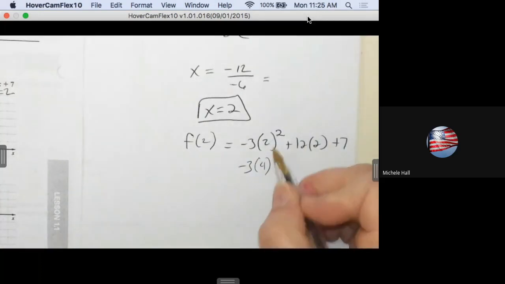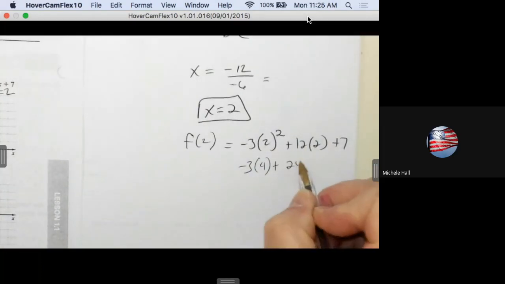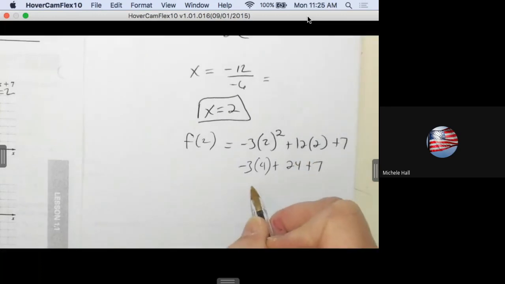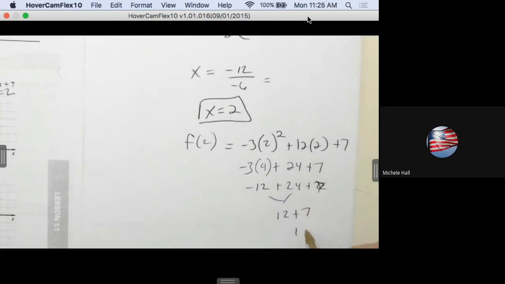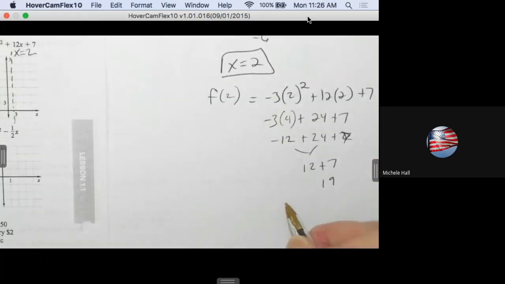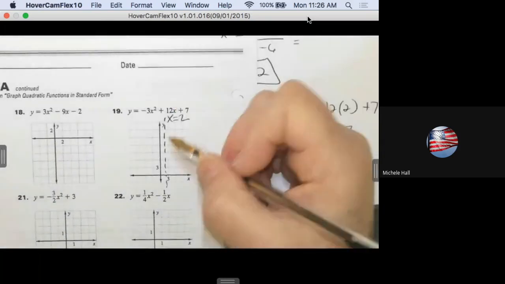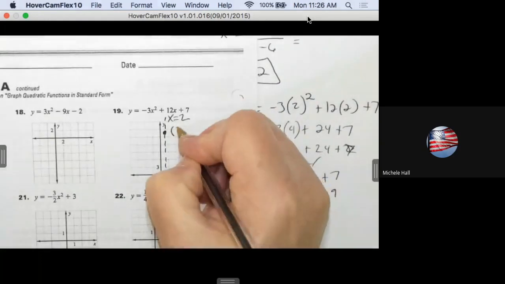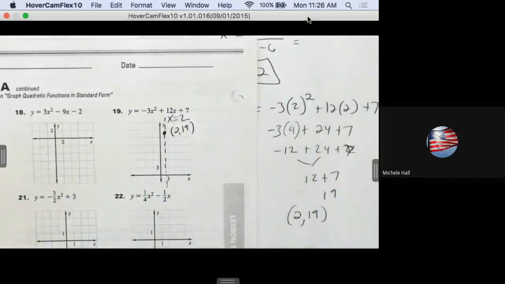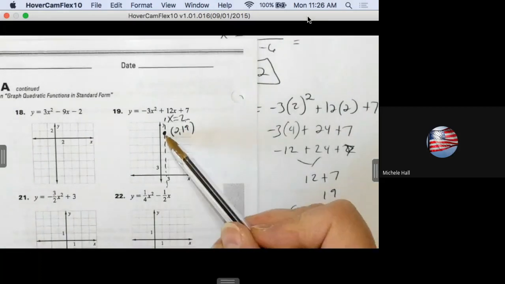All right, so I do my exponents, and then I keep going, 24 and 7. Negative 3 times 4 is negative 12, plus 24 plus 7. So that's 12 plus 7 is 19. That means my vertex is at 2 for x, and y was 19. So I go to (2, 19). How do I label that? The vertex is a point in space. I label it like this, (2, 19). That's fully labeled and not getting any points off. I have a vertical line, and I have a coordinate for that point right there.